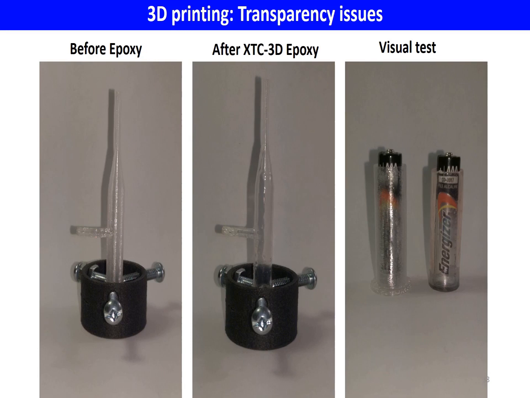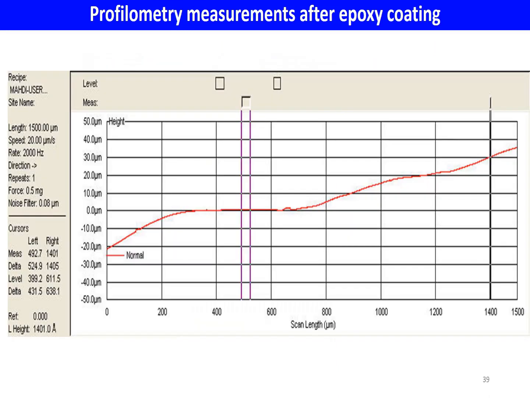And when we use the profilometer, now we're going from minus 20 to about 20 micron, and it's a lot flatter, as you can see. Again, this is the scan length in micrometer. So the rib structure is smooth.